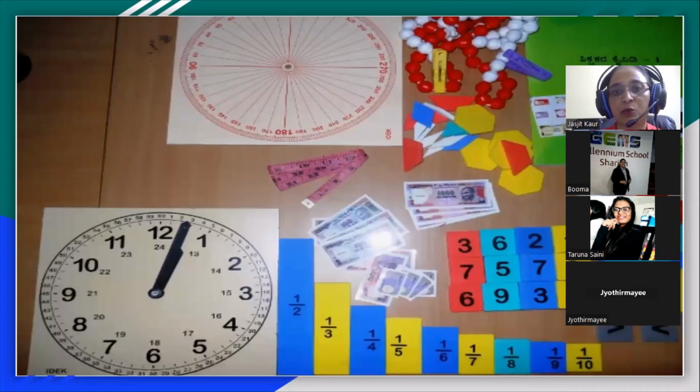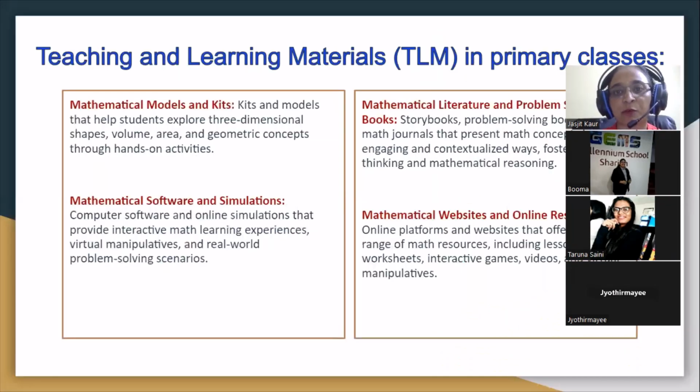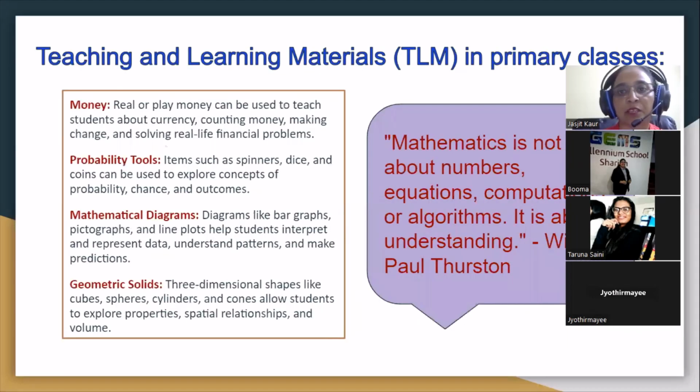These are the tools, just like counting beads, money, and measurement tools. Mathematical models and kits can help them go for hands-on activities. Simulations are there, and storybooks can help them go for mathematical literature in which they can understand the concepts deeply. So mathematics is not about numbers and equations, it is about understanding, as shared by William Paul Thurston.